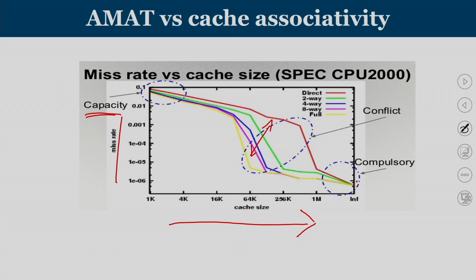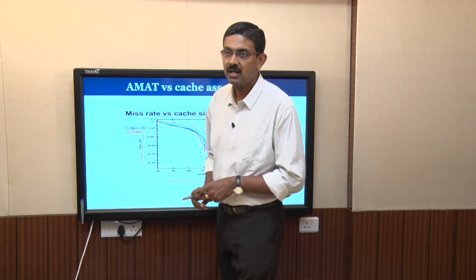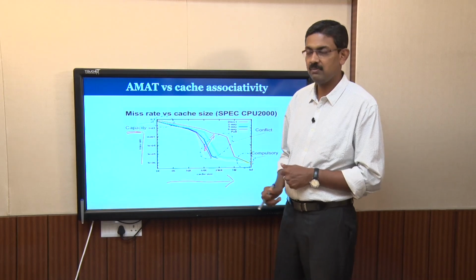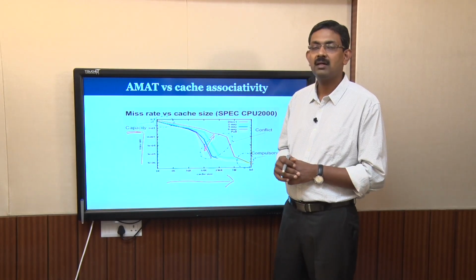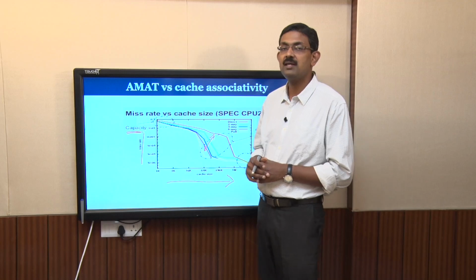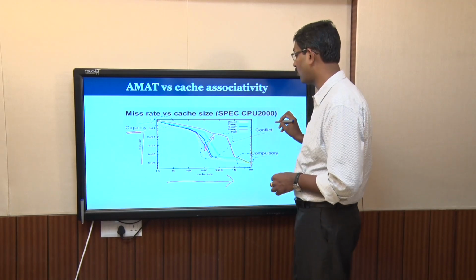So this particular graph gives us an intuition that initially it is the capacity misses that dominate. Once you increase the cache size, your miss rates slowly come down, but your total number of misses will always be partly due to capacity miss, partly due to conflict miss, and partly due to compulsory miss. Compulsory miss you cannot reduce beyond a point, and conflict miss you can reduce if you increase the associativity from direct to 2-way, 4-way or 8-way.